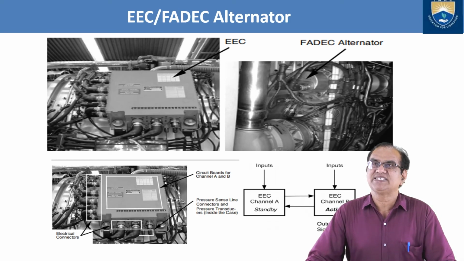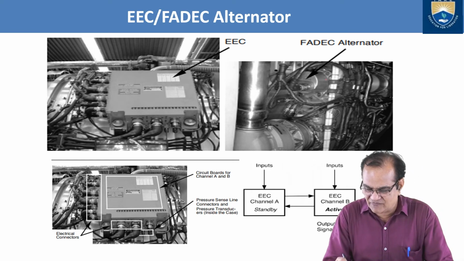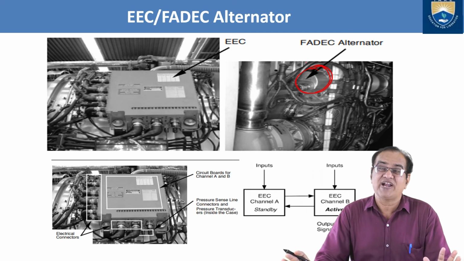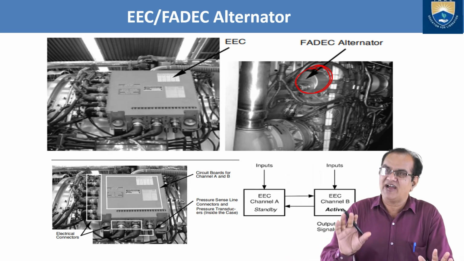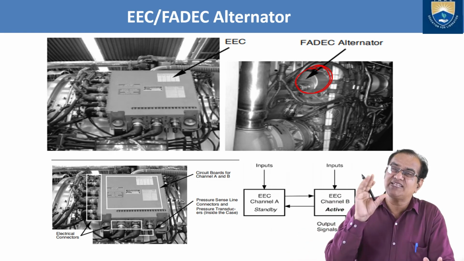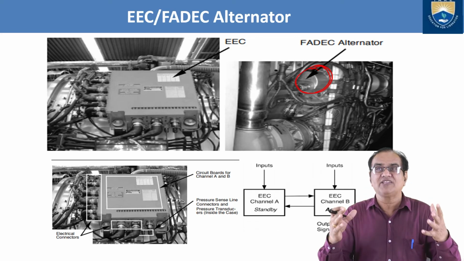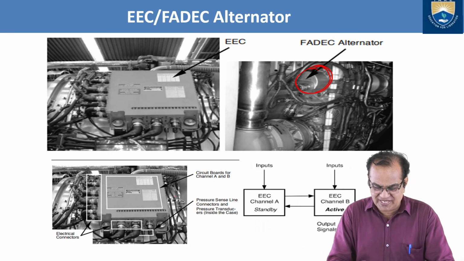It is shown here, EEC and FADEC alternator. So you can see here, this is the EEC and this is the FADEC alternator. A small unit is separately fixed for this FADEC only, because if FADEC fails, your aircraft is going to be in very big danger. So a separate alternator is used, which is producing power and will give sufficient electrical power to the engine and all the necessary emergency supply of the system, as and when the engine is running. Then we have here the circuits of channel A and channel B.